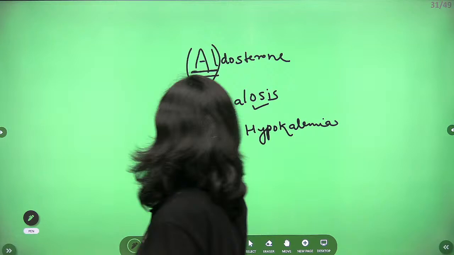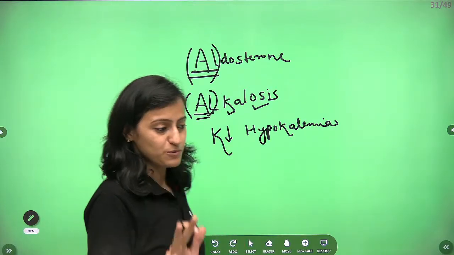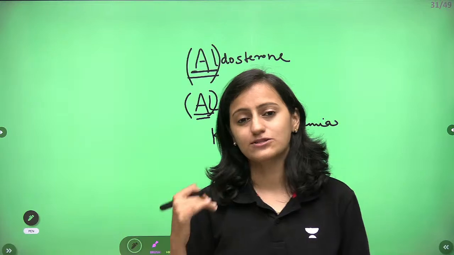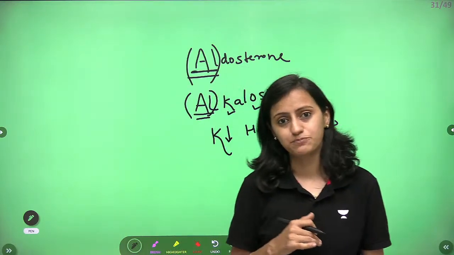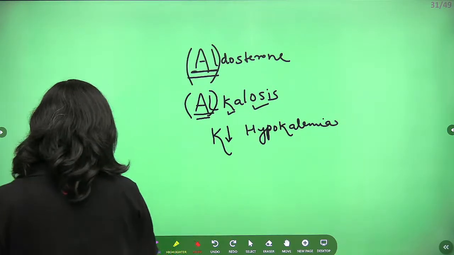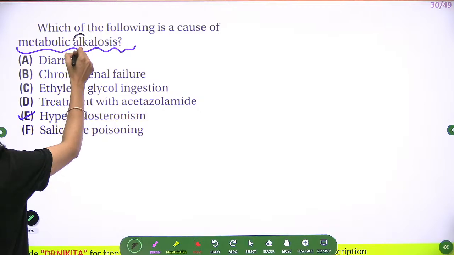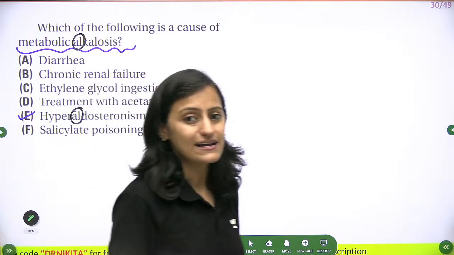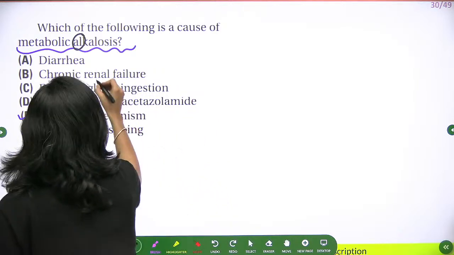So please remember this and write it down. It should be on the tip of your tongue. Aldosterone causes alkalosis. Alkalosis is all K loss. That is your decreased potassium. So that's why the answer in the previous question, alkalosis is aldosterone. Look at the other options.